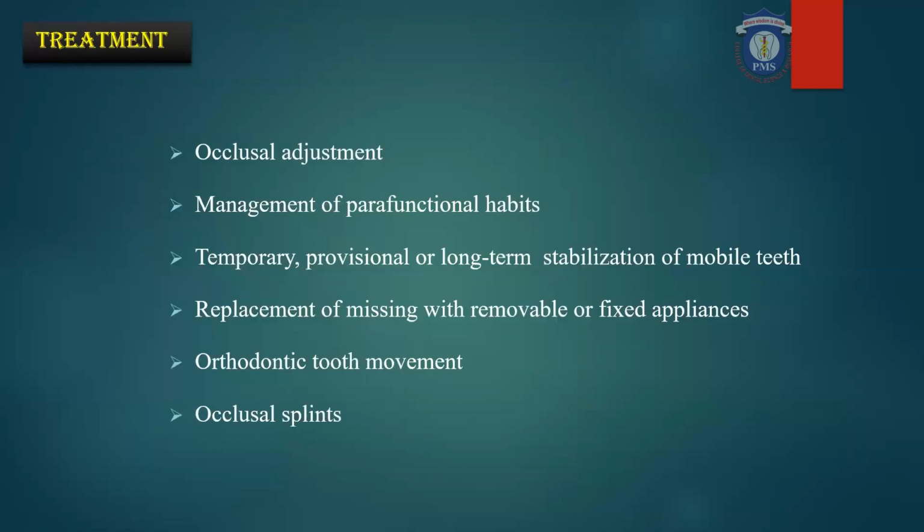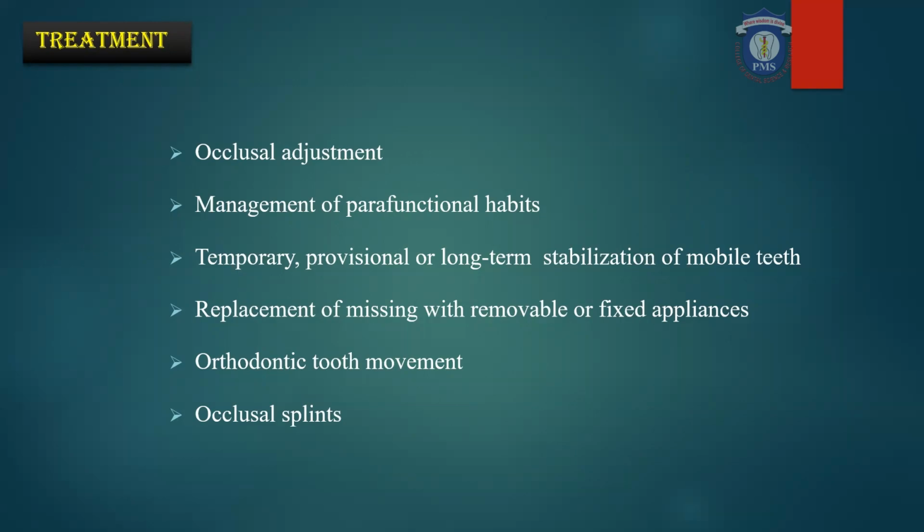The next part is the treatment. If there is a traumatic occlusion, or trauma from occlusion, how do we manage it? If there are occlusal discrepancies, we can manage with occlusal adjustment, either by selective grinding or coronoplasty. If there are any parafunctional habits like bruxism or clenching, we have to manage those. Only then can we manage the traumatic occlusion. And if there is a mobile tooth, with grade 2 mobility, we have to stabilize the mobile tooth, either by temporary, provisional, or long-term stabilization.